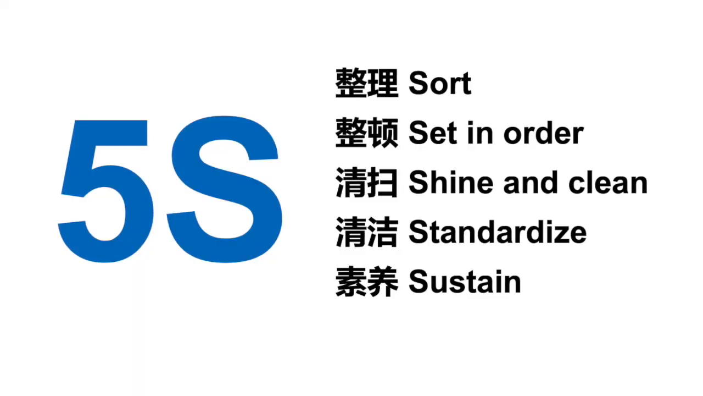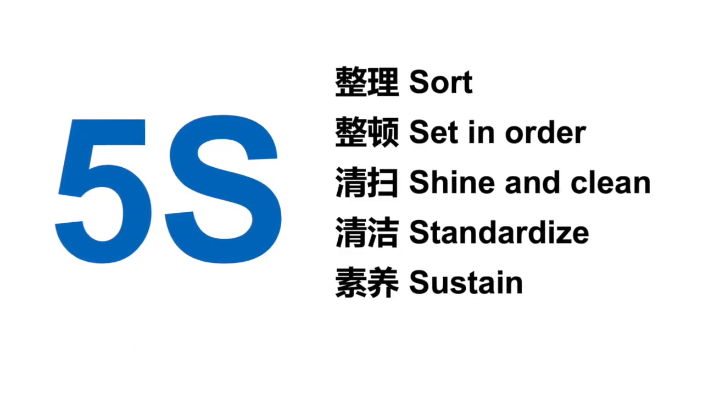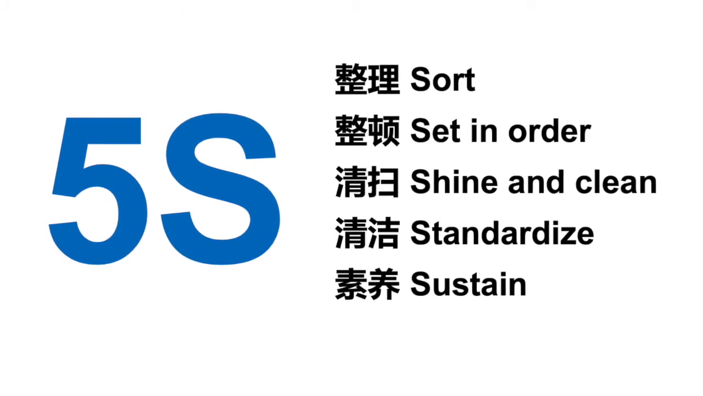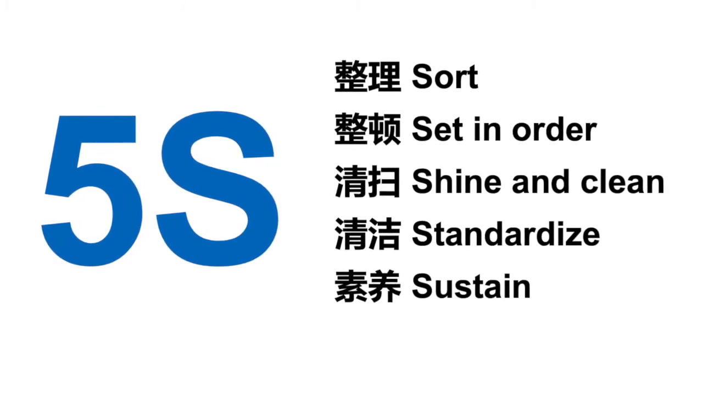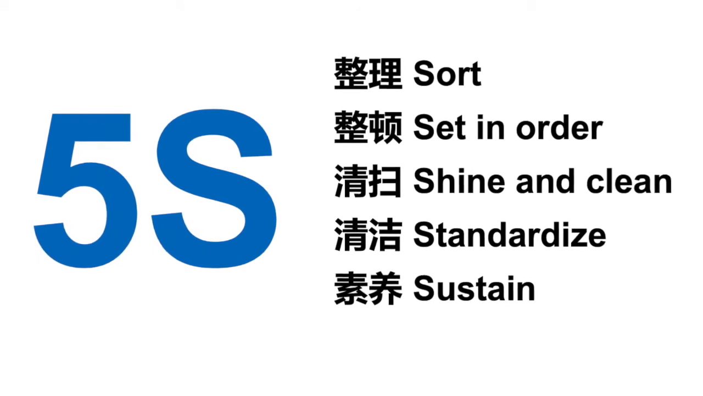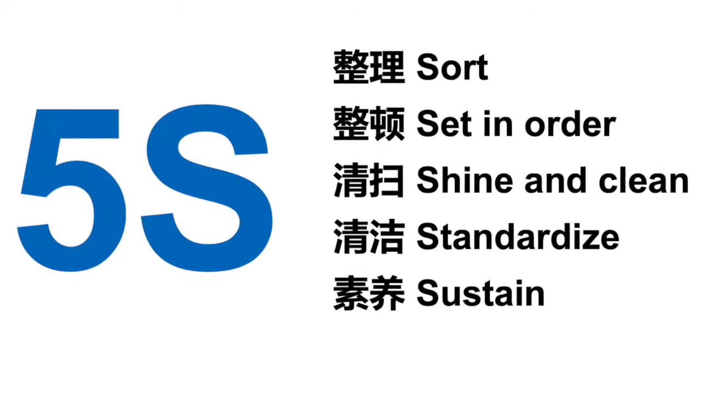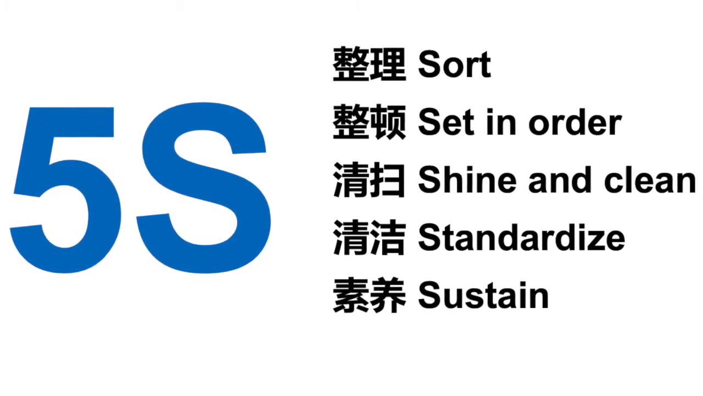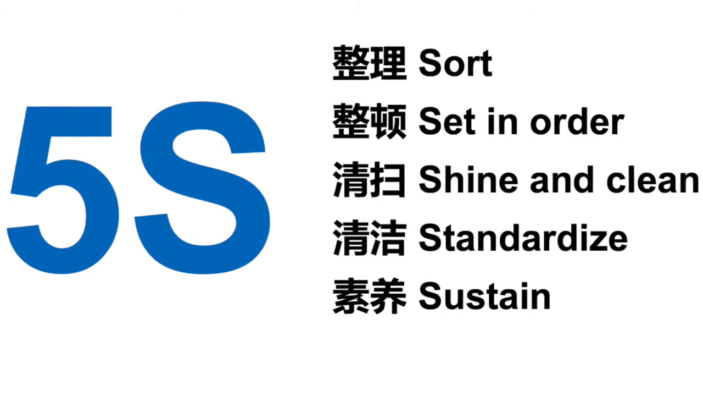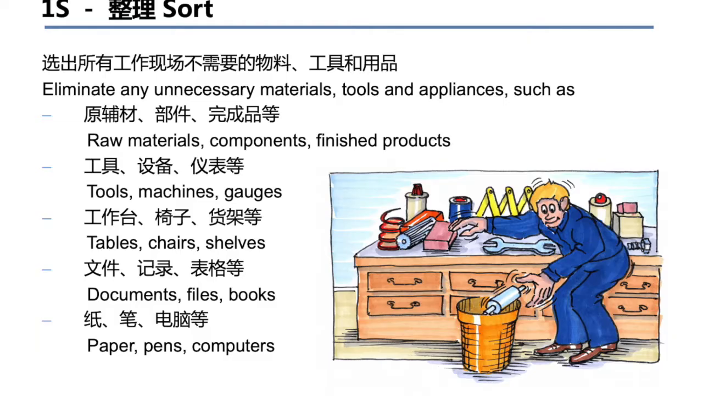5S is a technique that helps us maintain a very good workplace. This kind of good workplace can help us produce more products with a stable process and a high-level safety environment. The 5S come from Japan. So the first S is sort.